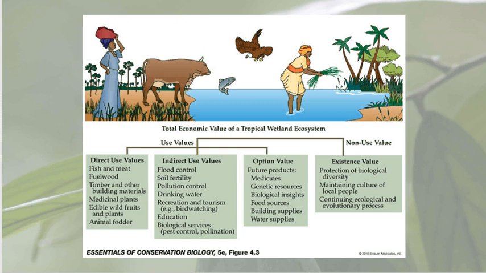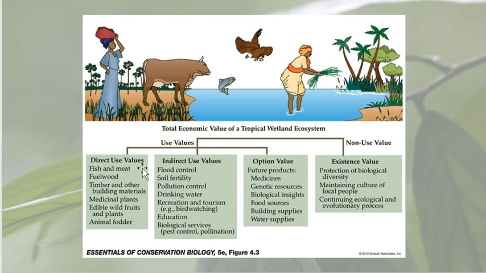Okay, so here's an infographic from your textbook, which gives some of the use values and non-use values, the direct use values, the indirect use values of a tropical wetland ecosystem. And many of these use and indirect use values can be applied to tropical wetlands like the South Oropouche Swamp or the Nariva Swamp in Trinidad.